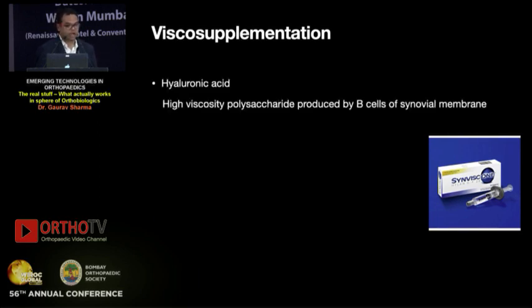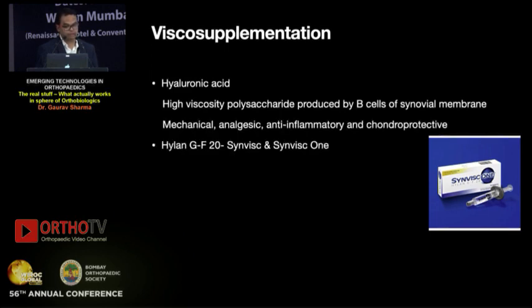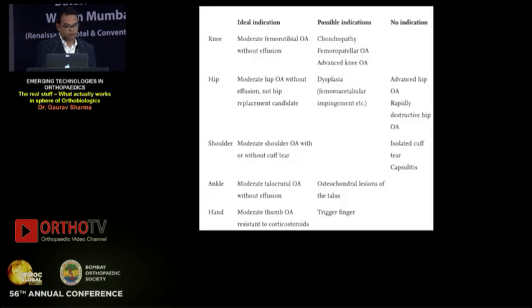These are nothing but high viscosity polysaccharides produced by B cells of the synovial membrane. They have wonderful mechanical, analgesic, anti-inflammatory, and chondroprotective properties. It includes Hylan G-F 20, which is Synvisc, or Synvisc-One, which is a single dose injection. Now, sodium hyaluronate and hyaluronate.